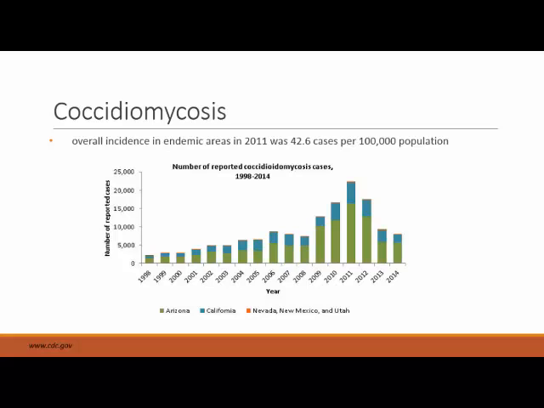For the overall incidence, so this is also from the CDC report in 2011, 42 cases per 100,000 population, so maybe a little bit more common than we think. I'm not sure exactly why there are so many more cases, particularly in 2011, if that's just because people are more aware of it, so diagnosis is higher, or if there were more cases for any other particular reason. I don't know if there was an earthquake there or something. But Arizona has the most, followed by California and then the other states.